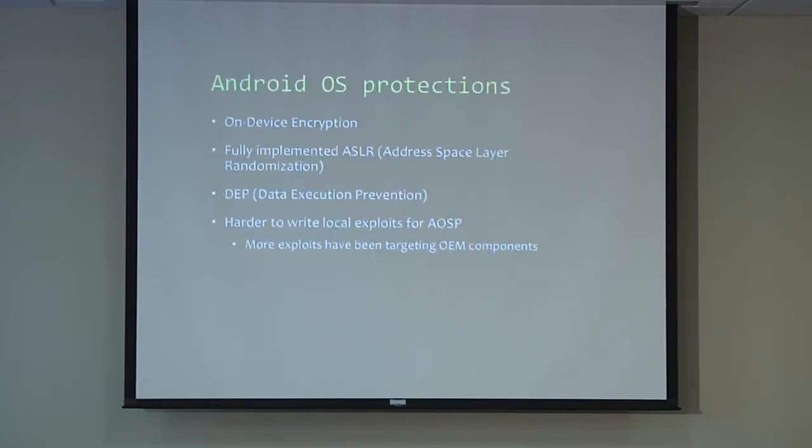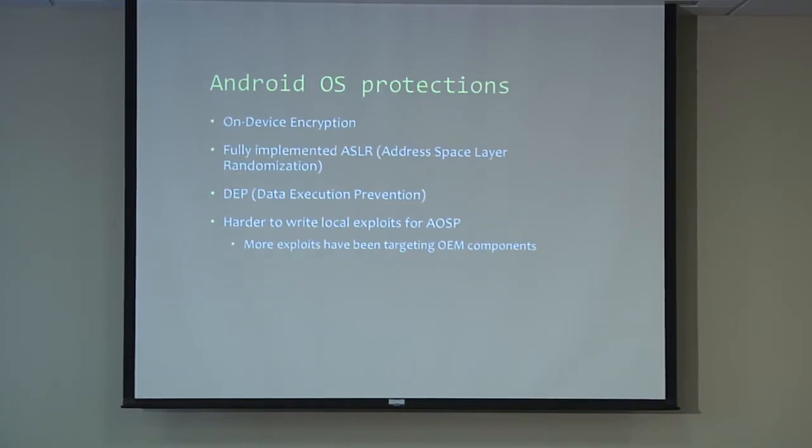All right, so Android 4.0 is why that talk is called 4.0, other than Ice Cream Sandwich being a great name. It introduced on-device encryption. It fully implemented ASLR. There's ASLR pre-4.0, but this fully implemented it. There's DEP, and it makes it much harder to write local exploits. So we saw the local exploit count just kind of tail off.